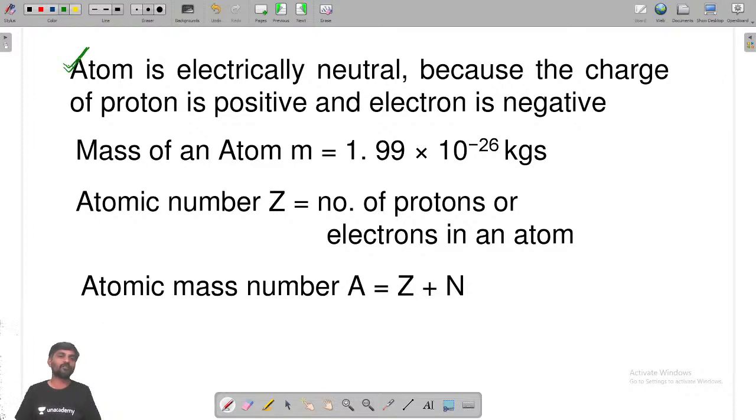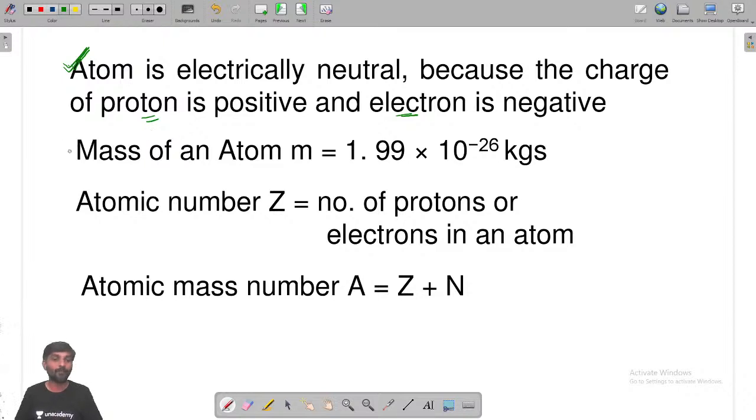To confuse you in the examination, he may give you a trick question. This is very simple. The atom is always electrically neutral because the electron has negative charge and the proton has positive charge.